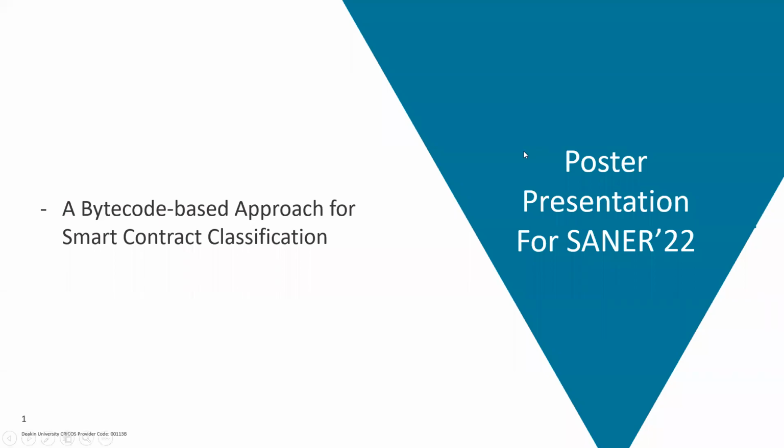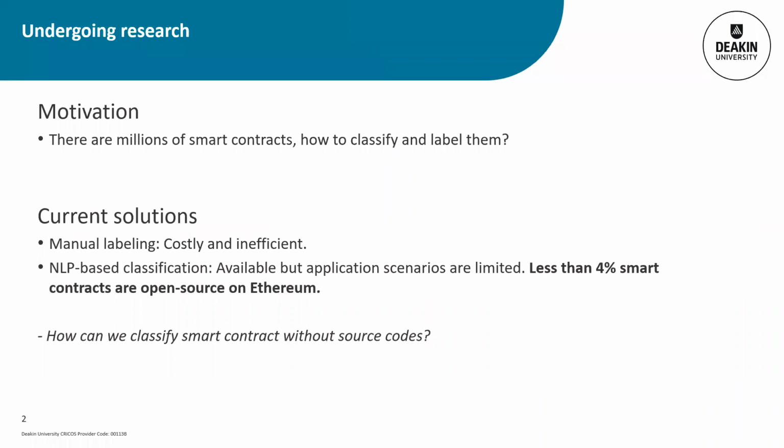Hello everyone. In this video, I will introduce our work, a bytecode-based approach for smart contract classification. The motivation is there are millions of smart contracts. How to classify and label them? Currently, the classification of smart contracts relies on manual labeling, which is costly and inefficient.